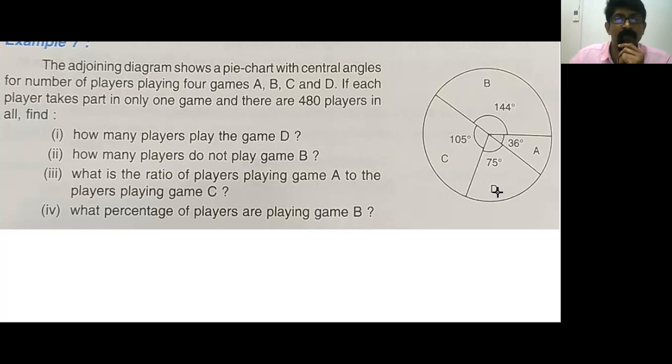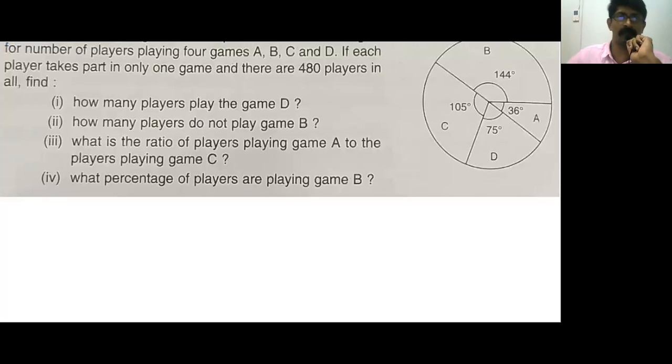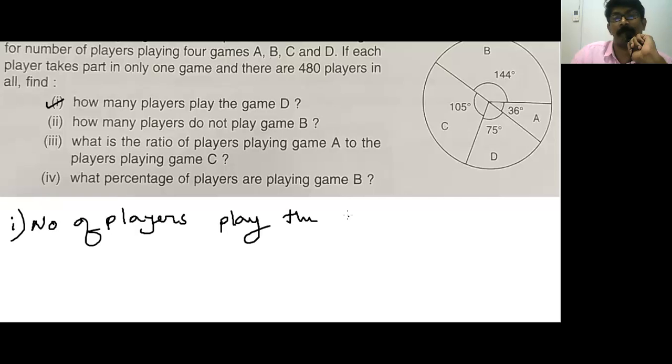So suppose game D is this. Now how are we going to do that? How many players play this game D? So it's simple, students. Look at this. Game D is played by, say, 75 degrees of people. Now what will be the logic behind that, or how are we going to do these questions? So we're going to write down the number of players. We're solving the first part of the question, so write down 1, number of players who play the game D. How are we going to do that?